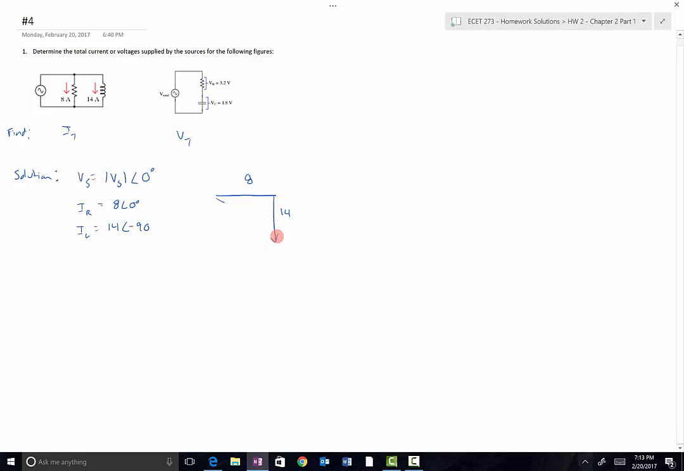And so the total current, by Kirchhoff's current law, because the sum of the currents at that node has to equal 0, this current coming out of this source here has to be equal to that vector plus that vector. So the magnitude of the source current is going to be equal to the square root of 8 squared plus 14 squared. And that's going to give us 16.12 amps. And the angle that the current is at is going to be equal to the inverse tangent of 14 over 8, and we need to make sure that that angle is in the fourth quadrant.